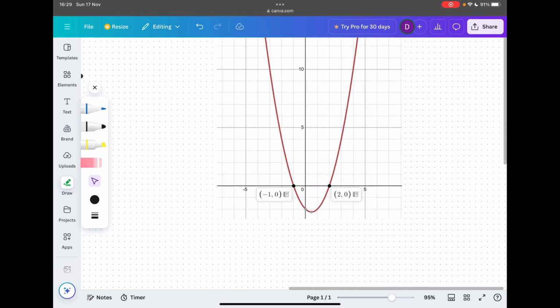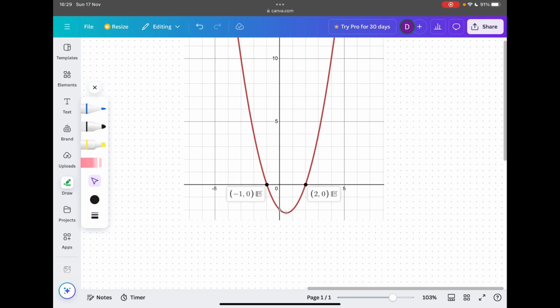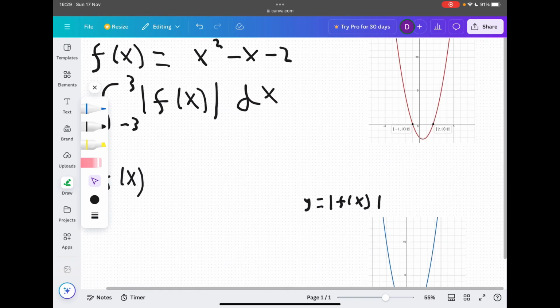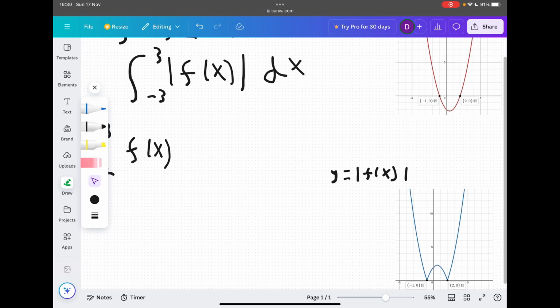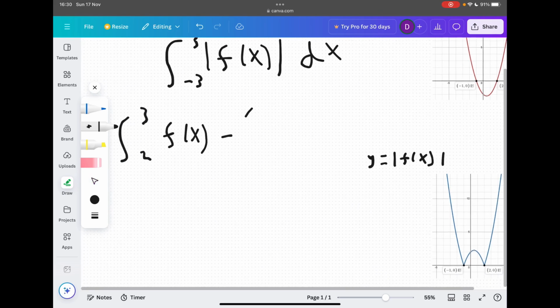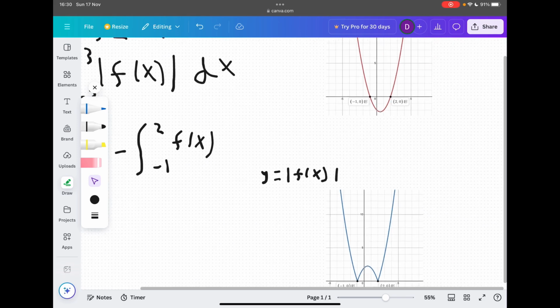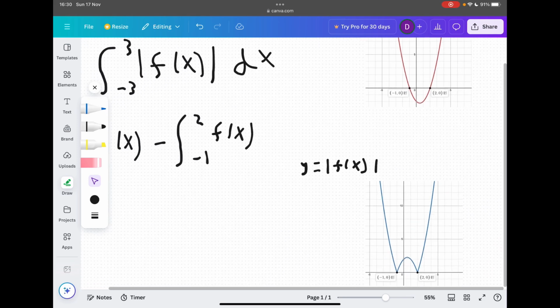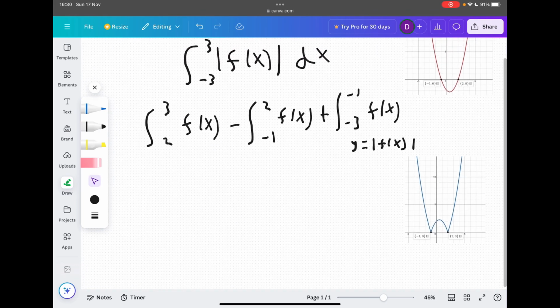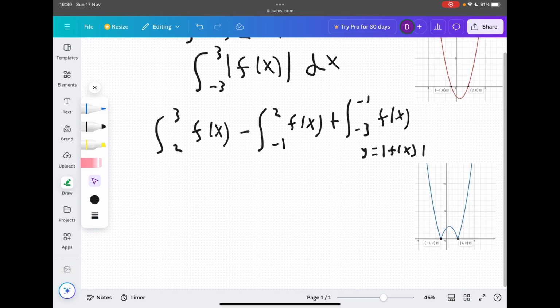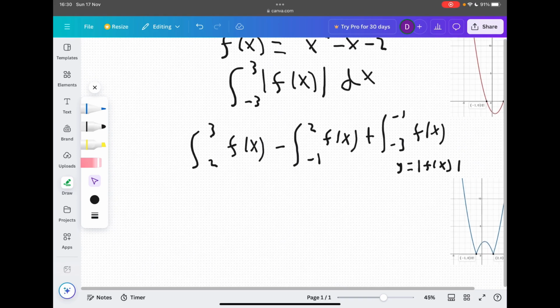So how do we get it from being negative to positive? Well, what we can do is, instead of doing plus the integral from 2 to minus 1, we can actually do minus the integral from 2 to minus 1. And that will essentially give us a positive answer. And then from there, we can just do plus the integral from minus 1 to minus 3 of f of x. And if we solve that, that will give us our answer for the integral of the modulus of f of x from 3 to minus 3.